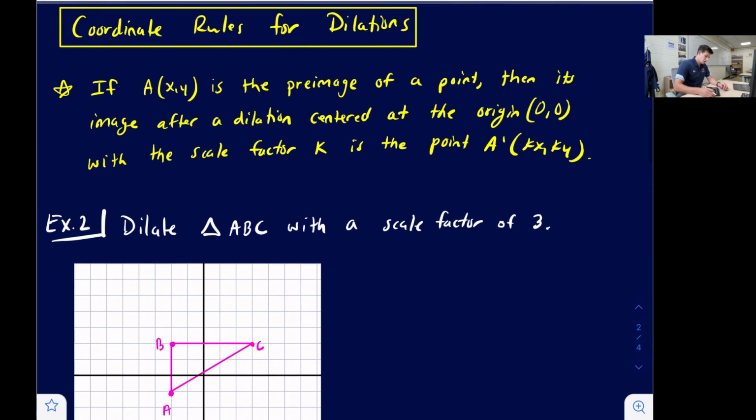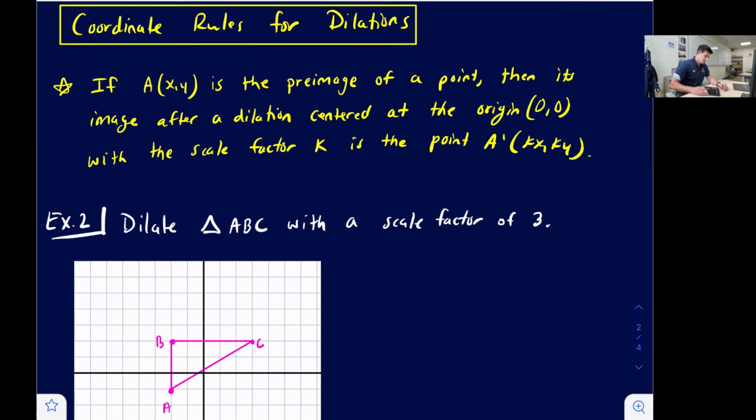All right, let's talk about coordinate rules for dilations. So if point A, which has the coordinates x comma y, is the pre-image of a point, so the original shape or original point, then its image, or the new point, after a dilation centered at the origin with the scale factor K is the point A prime, and we do Kx, Ky, or in other words, we multiply the x and the y coordinate by the scale factor, okay?